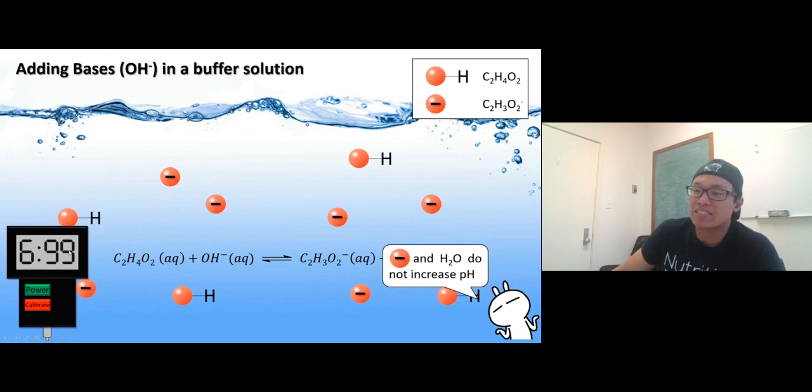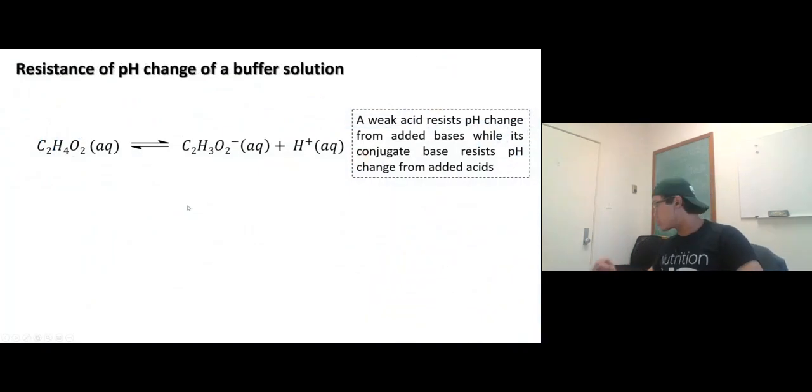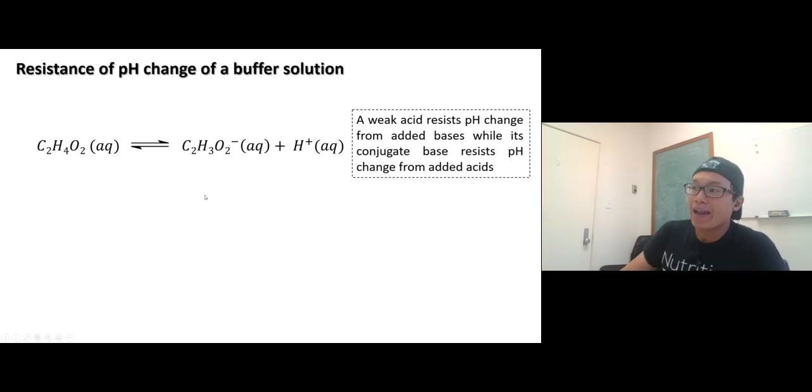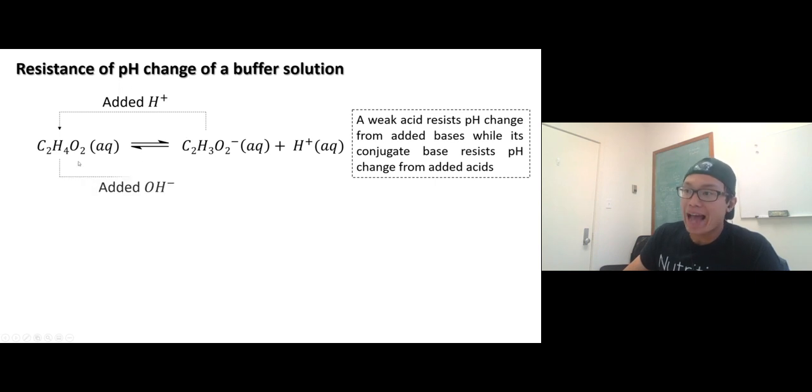7, 6.99, same thing. Right? So my point is a buffer solution resists pH change by reacting with what we add. The conjugate acid and base in the solution react with an acid or a base that we add into it. Right? If we add an acid, the conjugate base will go into action. If we add a base, the acid will go into action.